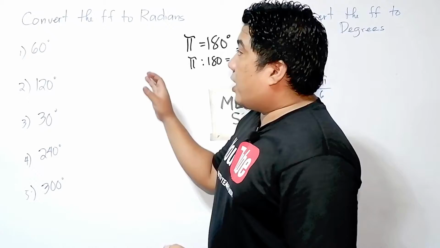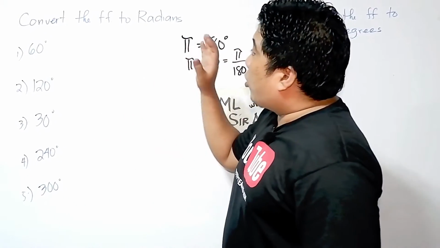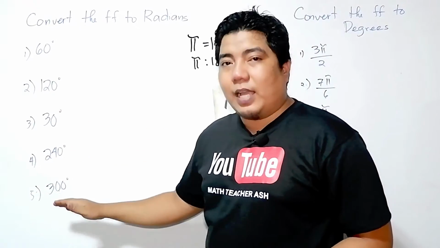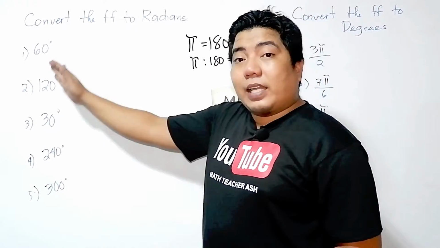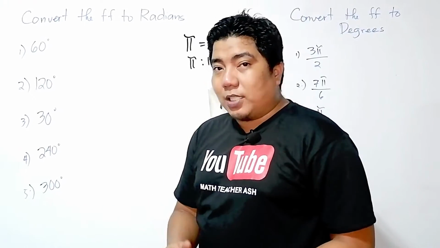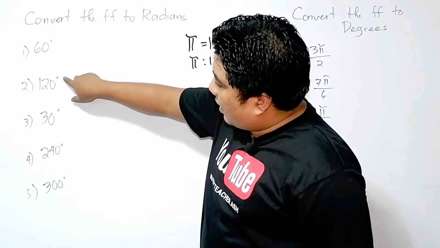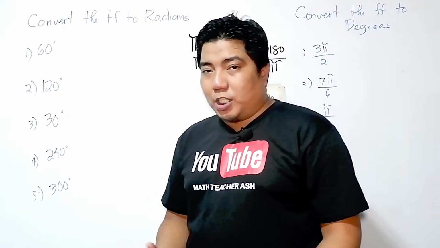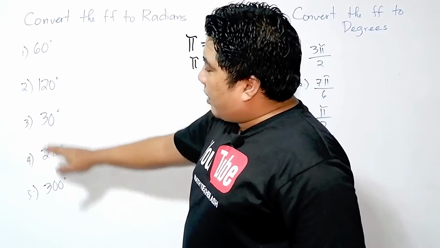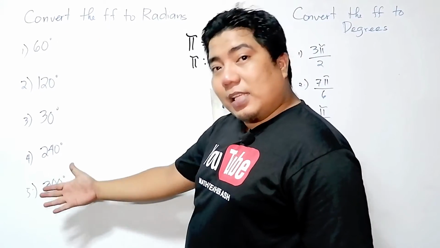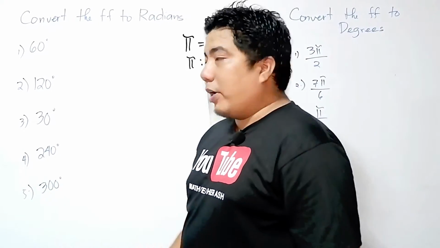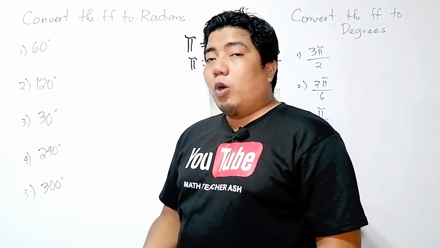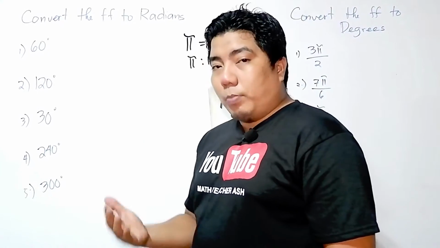As you can see, the first set is here. Convert the following to radians. We have 60, 120, 30, 240, and 300 degrees. These are degrees. We need to make these radians. Basically, this degree symbol, we will eliminate and change into radian. Remember that if a value is given without a denominator, it means that it is a whole number, or it is located in the numerator side.